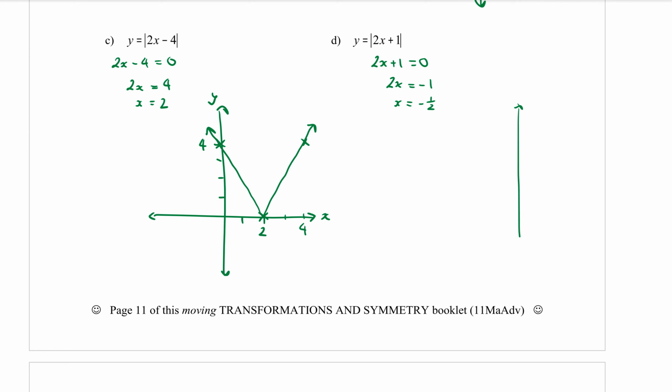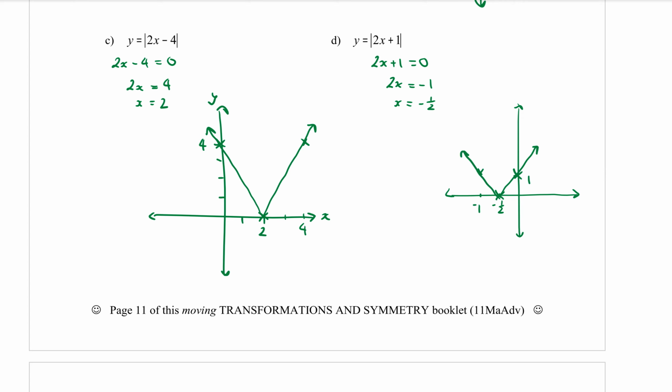So on the graph, x equals negative a half can go there. That will be the point. And again, I sub in x equals 0. So 2 times 0 is 0, plus 1 is 1. Absolute value of 1 is 1. So there it is at 1. If I go another half space on the other side, I'll be at negative 1, positive 1.